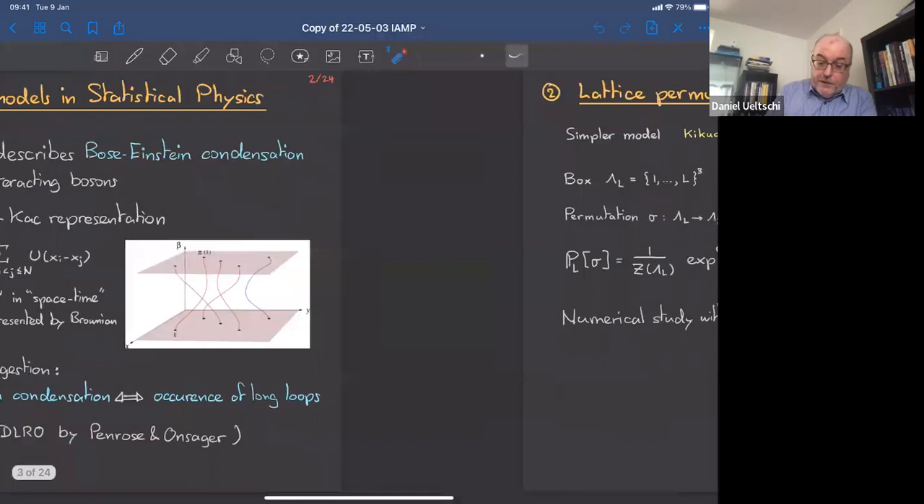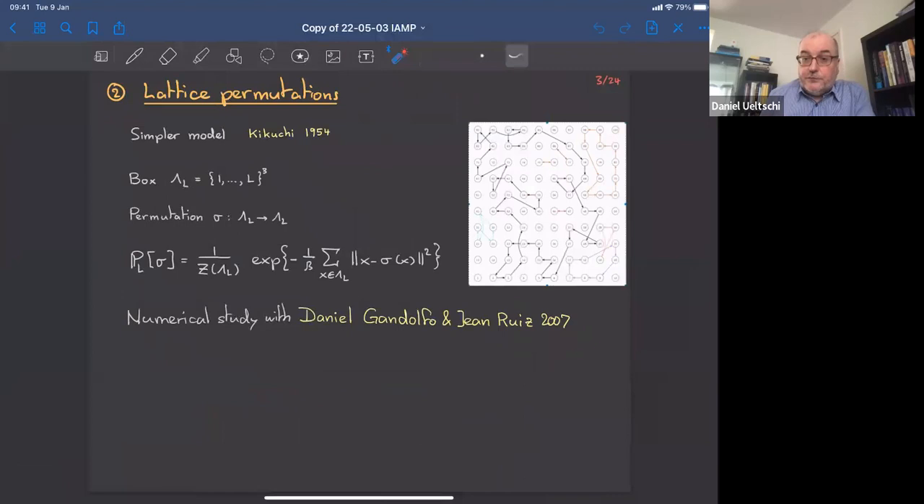There were simplified models proposed shortly afterwards by Kikuchi in 1954, and we can call these lattice permutations. So here we have the lattice. It's a subset of Z^2. One is interested in Z^3, but it's easier to depict in Z^2. We have all those vertices, and the main objects are the permutations. Let's call them sigma, which is a bijection from Lambda_L to Lambda_L, so from the box to itself. Each point is mapped to another point. When there is nothing, it means that the point is mapped onto itself.